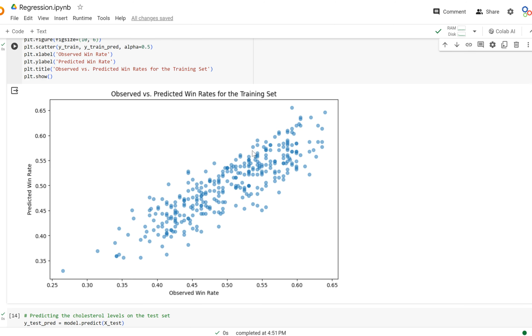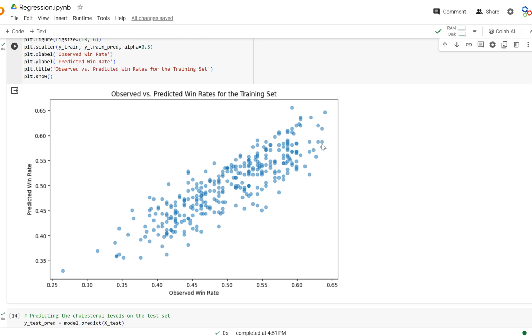I just wanted to point that out, that ideally, if we had 100% accuracy and predicted the win rate exactly every time, these points would be lined up in a straight line, because if the win rate was 0.35, the model would have predicted 0.35, and if it was 0.4, it'd be predicting 0.4. These would be lined up in a straight line, and the correlation would be 1, and R squared would also be 1.